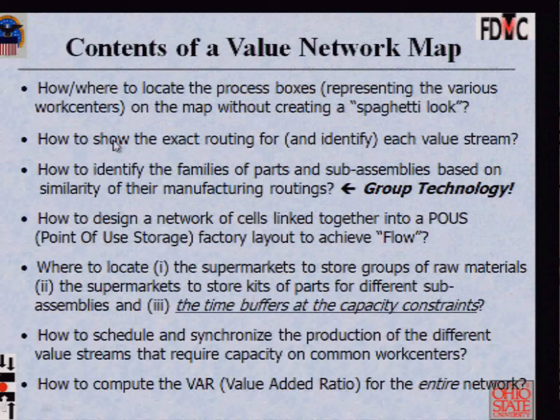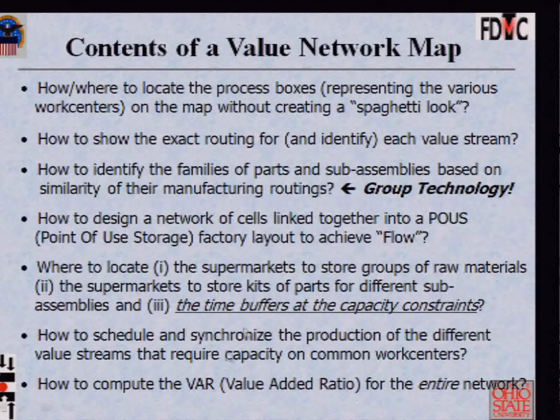So please note, this is what I'm going to try and show you, that when we implement value network mapping, the tools that we have developed will essentially try and tell you how to locate the work centers on the map, how to map the individual routings, not lose them. Like if you have to merge, you will only overlap identical routings. How do you know the families of parts, which is group technology? How will you design the entire facility based on the concept of point of use? Then, where would you put your supermarkets? Where would you put your buffer inventory?